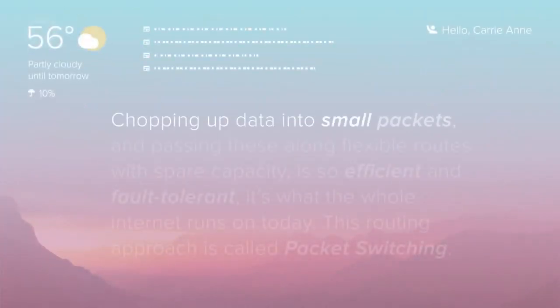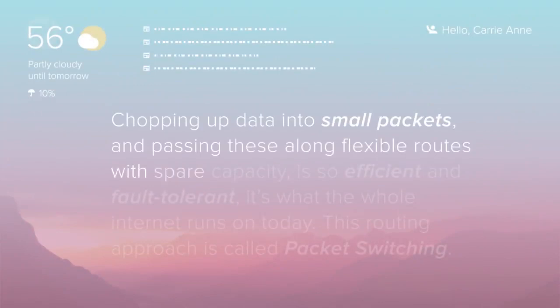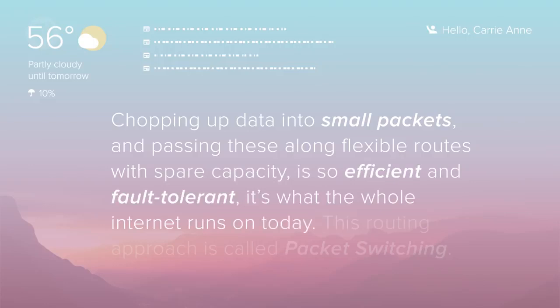Chopping up data into small packets and passing these along flexible routes with spare capacity is so efficient and fault tolerant, it's what the whole internet runs on today. This routing approach is called packet switching. It also has the nice property of being decentralized, with no central authority or single point of failure. In fact, the threat of nuclear attack is why packet switching was developed during the Cold War. Today, routers all over the globe work cooperatively to find efficient routings, exchanging information with each other using special protocols, like the Internet Control Message Protocol, ICMP, and the Border Gateway Protocol, BGP.